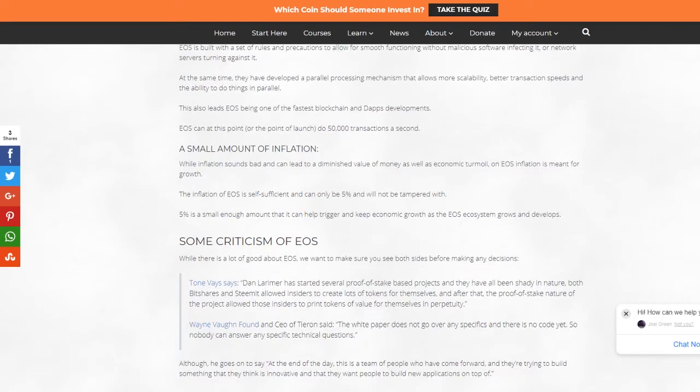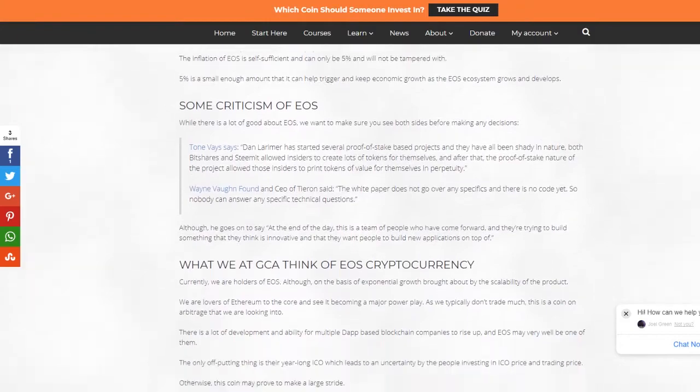And I was looking at the inflation. While inflation sounds bad, as it can lead to a diminished value of money as well as economic turmoil, on EOS, inflation is meant for growth. The inflation of EOS is self-sufficient and can only be 5% and will not be tampered with. 5% is small enough that it can help trigger and keep economic growth as the EOS ecosystem grows and develops.